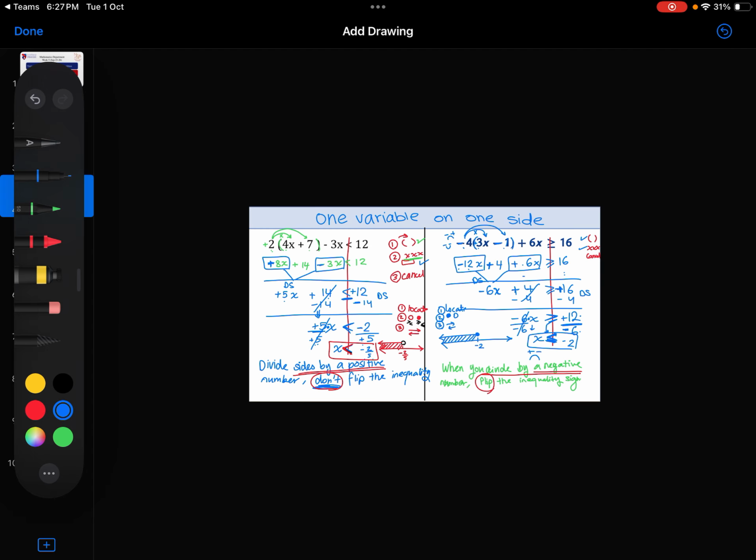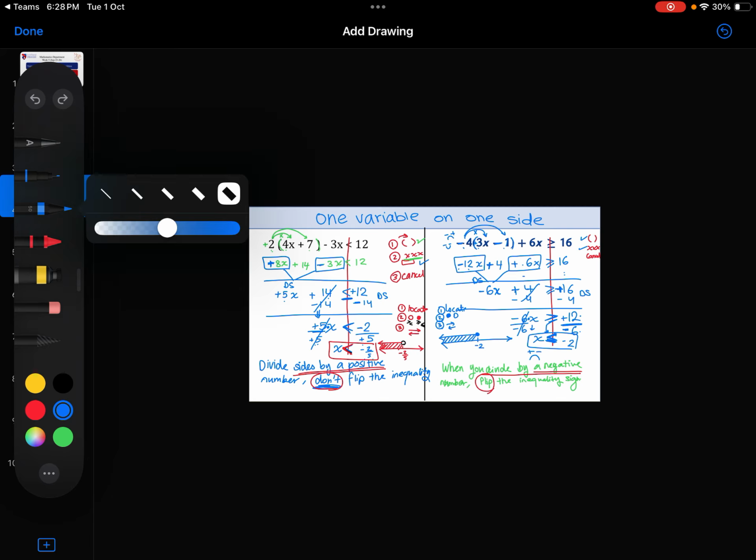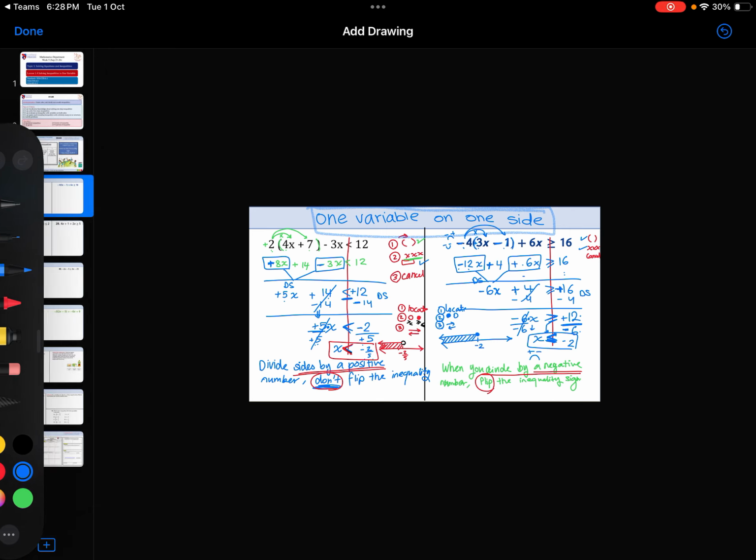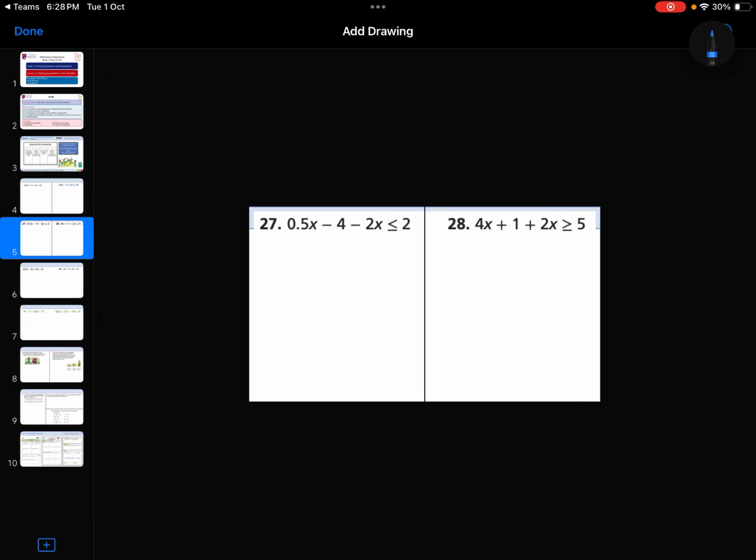Okay, now we finished discussing working with inequalities with one variable on both sides. I think there's something wrong. One variable on one side, sorry. Now, let's do these two questions. You can also work on them, but I'll just write for you the final answer here, okay?